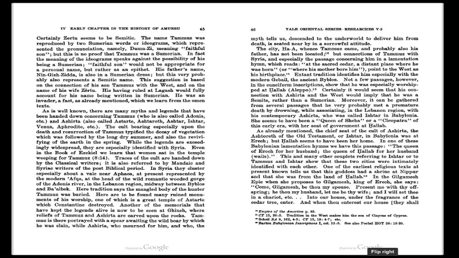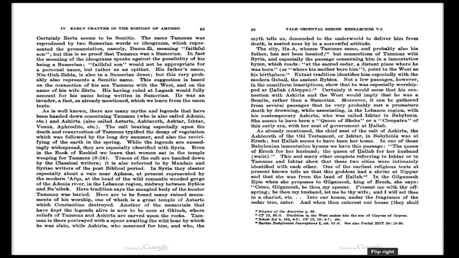The chief seat of the cult of Ashurta, the Ashtaroth of the Old Testament, or Ishtar, in Babylonia was at Erech, but Halab seems to have been her home. In one of these Babylonian lamentation hymns, we have this passage: the queen of Erech for a husband, the queen of Halab for a husband wails. This and many other couplets referring to Ishtar or to Tammuz and Ishtar show that these two cities were intimately identified with each other. One of the earliest religious texts at present known tells us that this goddess had a shrine at Nippur and that she was from the land of Harab.